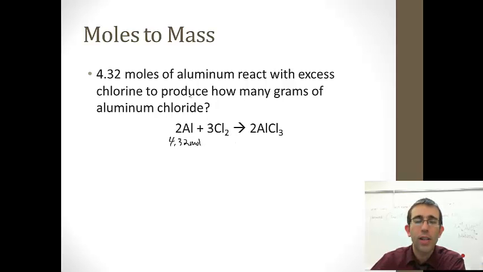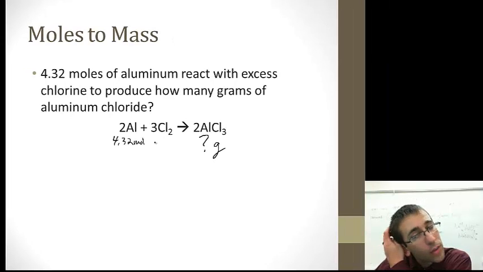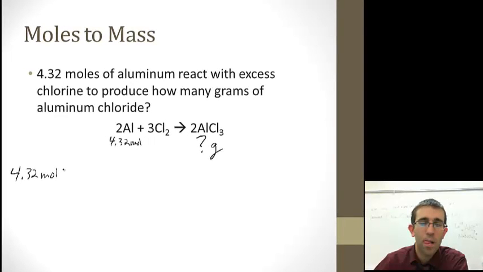Alright, reacts with excess chlorine. That means I have a whole bunch of this, can throw it out. How many grams of aluminum chloride? So, sorry about the last one, I totally forgot my steps. Please write down what you have below your chemicals, and now we'll do our lovely flow chart. So 4.32 moles of aluminum, that's what I'm given.